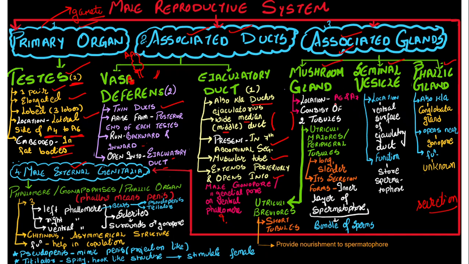Talking about the mushroom gland, its location is A6 to A7. Okay, it consists of two tubules. One will be the long tubule and the other one will be the short tubule. Long tubule is called utriculi majoris and the short tubule we call utriculi breviarius. Okay, regarding the long tubule, it helps in the secretion formation of, okay, let me first tell you this.